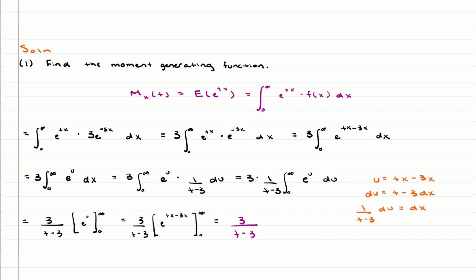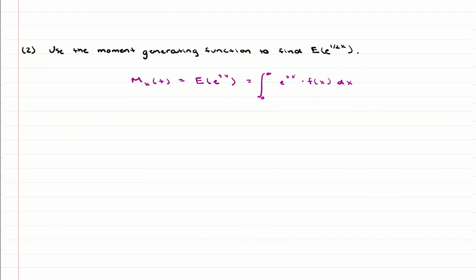Now moving on to part 2 of our example, we're asked to use the moment generating function to find the expected value of e raised to a half times x. So I'm going to put the moment generating function that we just found off to the side. Now let's bring our attention back to the moment generating function formula. It says the moment generating function, notated m sub x of t, equals the expectation of e raised to t times x. Now keep in mind, we're being asked to find the expectation of e raised to a half times x. So we see here that t equals a half.